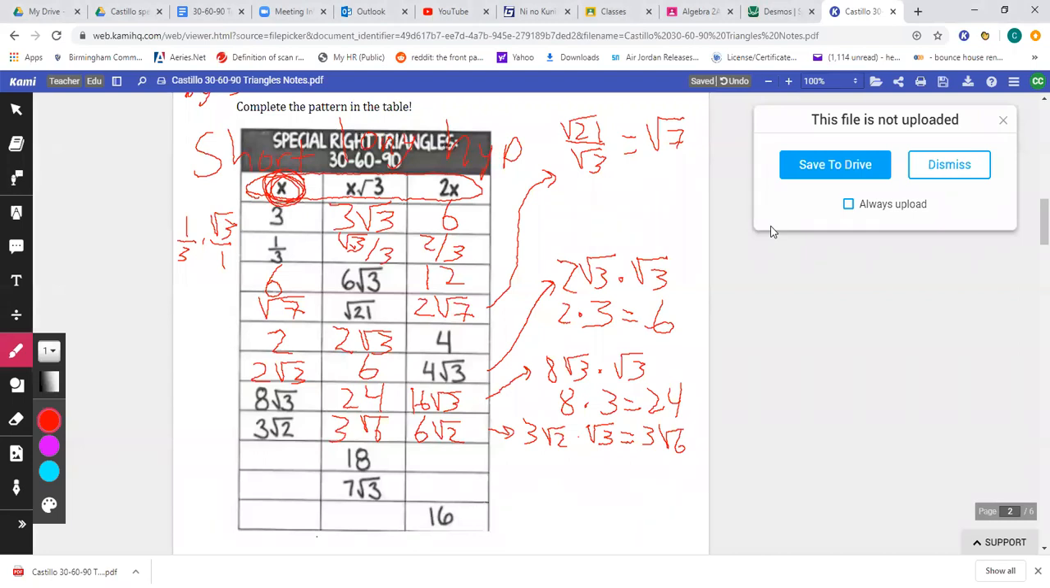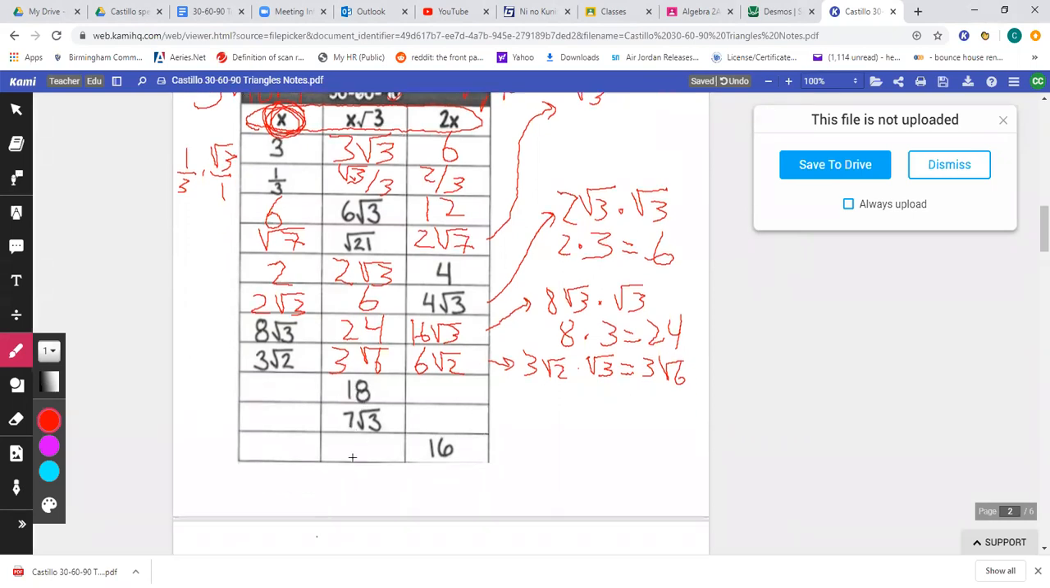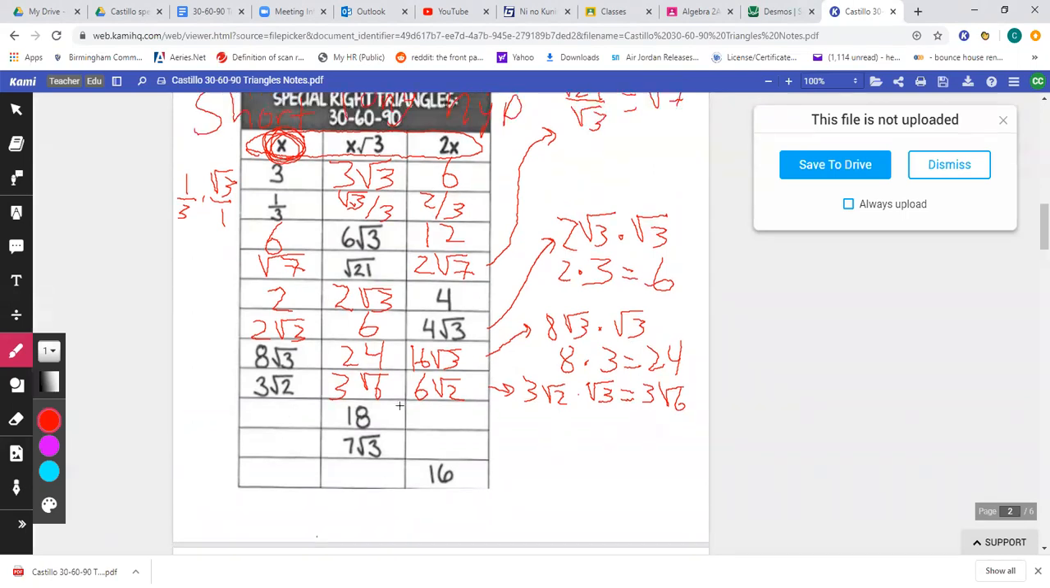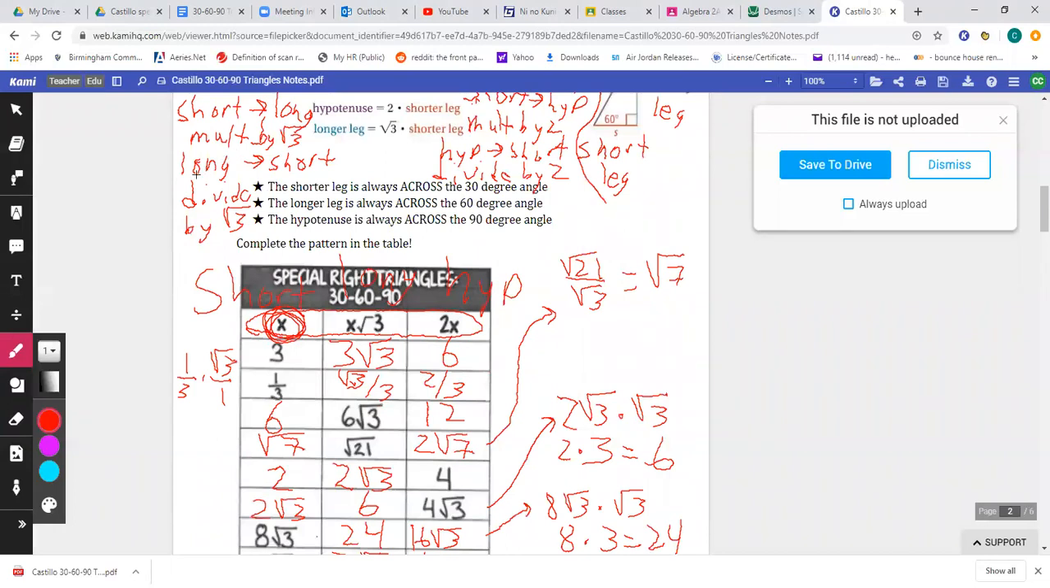Okay, the next one is very similar to what we did last time with the 45, 45, 90. This is the only one where you have to do some real work. So if they give you that this is 18 here, okay, how do we get the short leg? Well, remember, same process as before. If they give you the long leg and you want to go to short, you just divide by root 3.